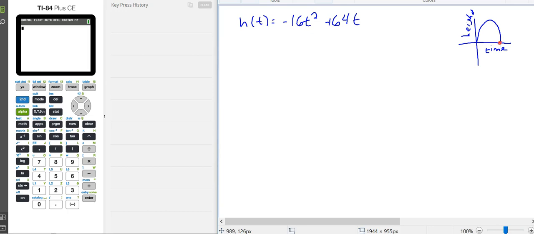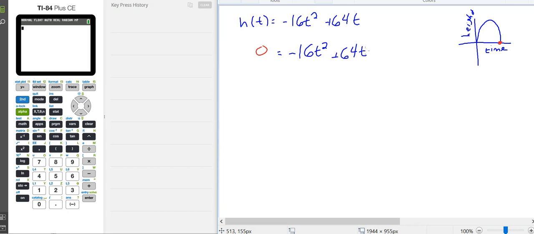Notice that when it reaches the ground, the height value, the h value, is 0. So if we set h of t equal to 0 and solve the equation for t, we'll be able to find the time when the height is 0, when the object reaches the ground. So let's do that.